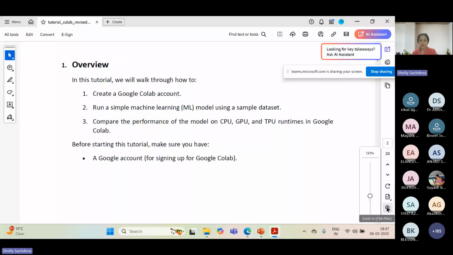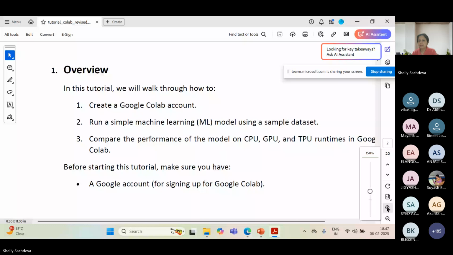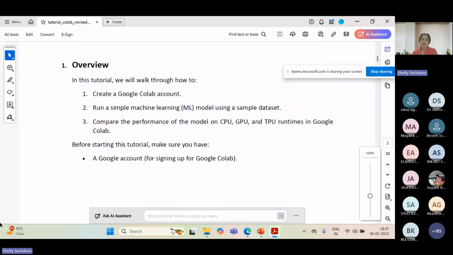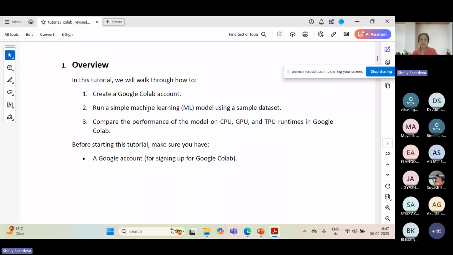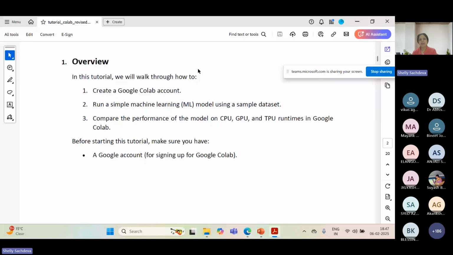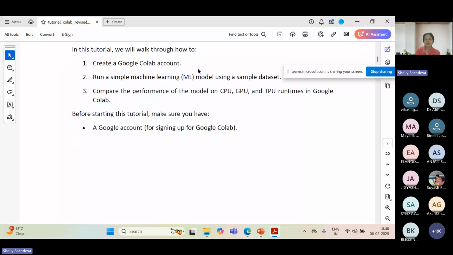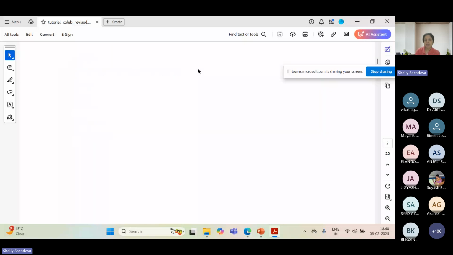I hope you are able to read it. This is what it says: you first have to create a Google Colab account if you don't have one. If you are on Google, you can create a Google Colab account. Then you'll learn how to run a simple machine learning model using a sample data set. The third part will be a demonstration of the performance of the model on the CPU, GPU, and TPU.